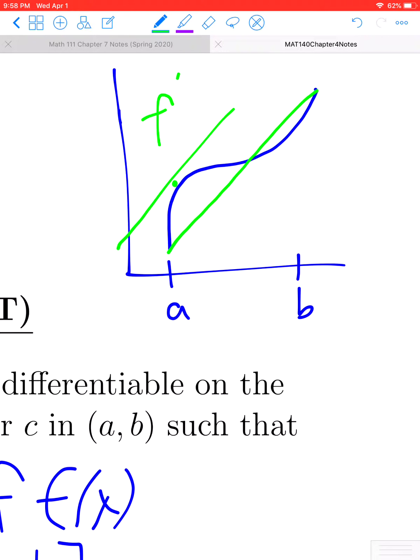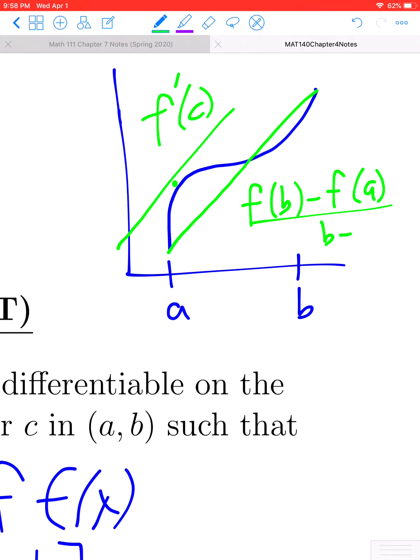so this would be f prime of c, and the slope of that secant line, that's going to be the average rate of change of f over the interval. That line's going to have a slope of f of a minus f of b, all divided by b minus a. So it guarantees the existence of at least one such c. In other words, it's saying that there's some point in between a and b where the instantaneous rate of change of the function is equal to the average rate of change of the function over the whole interval.